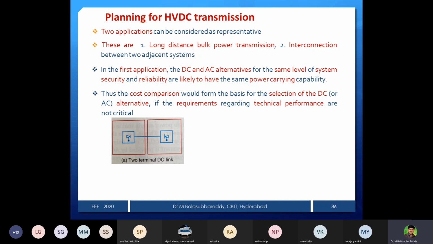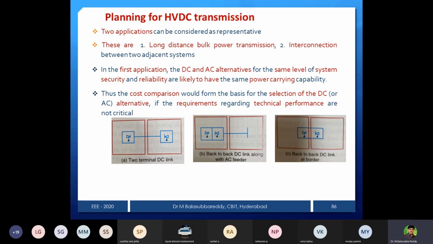So there are different configurations, and the substations are a rectifier and inverter station, a two terminal DC link. This one is a two terminal DC link, connecting a rectifier station and an inverter station, where controllers are there. You can connect these two controllers through the DC link, and a back to back DC link along with the AC feeder. So there is an AC feeder and a back to back converter. One converter acts as a rectifier and another converter acts as an inverter, so that we can use it as a back to back connection. Another one is a back to back DC link at a border.